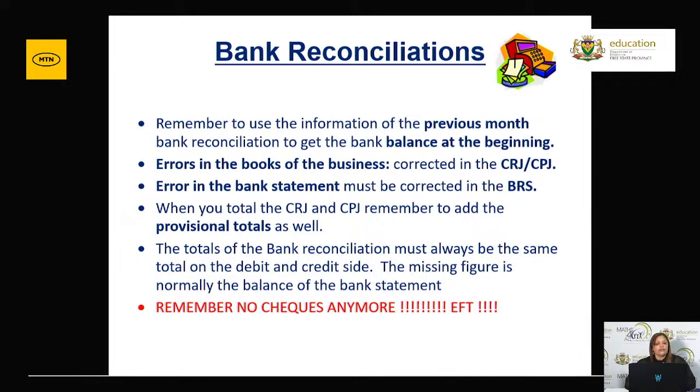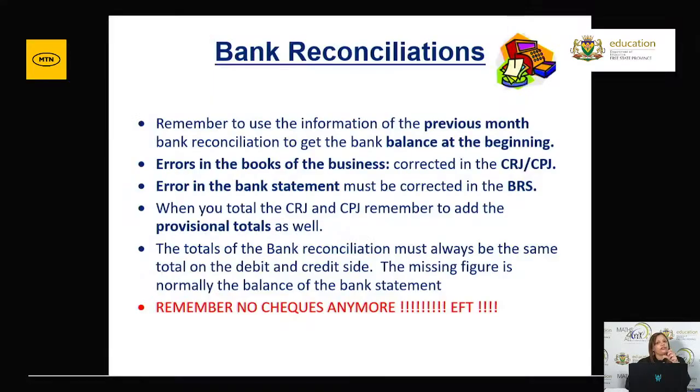When you total the CRJ and CPJ, remember to add the provisional totals as well. To earn that method mark at the end, they normally say to you that the provisional totals must be added as well. If it's not added in, then you lose that method mark. So take note of that. Because the provisional totals are normally printed on the answer book, it's easy for you to forget about it.